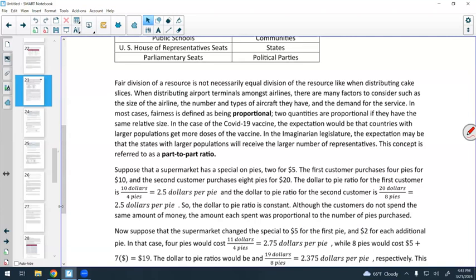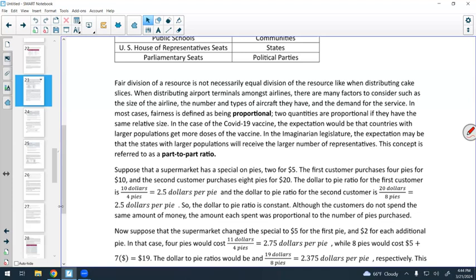Fair division of a resource is not necessarily equal division of the resource, like when distributing cake slices. When distributing airport terminals amongst airlines, there are many factors to consider, such as the size of the airline, the number of types of aircraft they have, and the demand for the service. In most cases, fairness is defined as being proportional. 2 quantities are proportional if they have the same relative size.